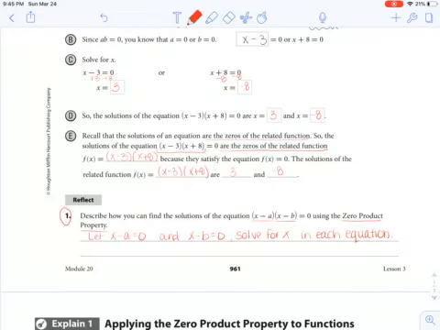We know that if we set x minus a equal to 0, we add a, and x equals a. If we set x minus b equal to 0, we add b, and x equals b. And so the solutions are a and b.